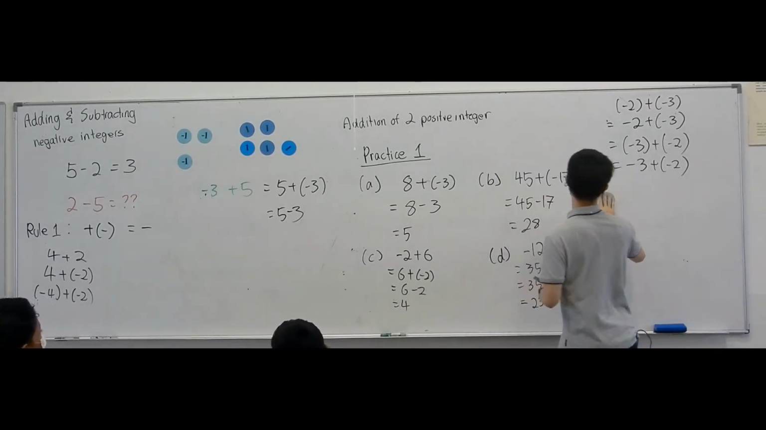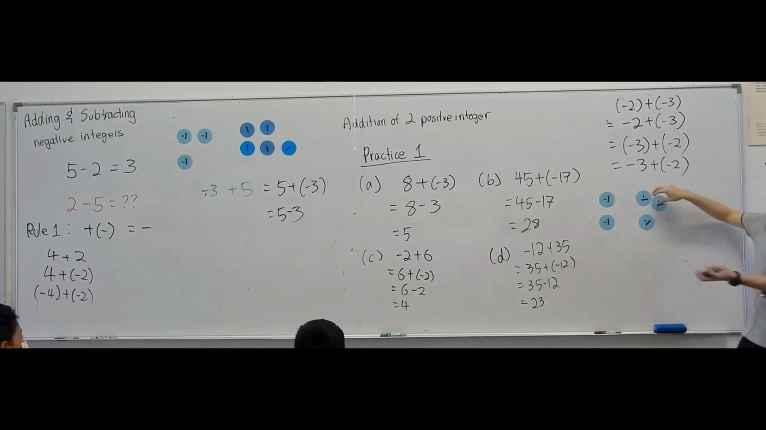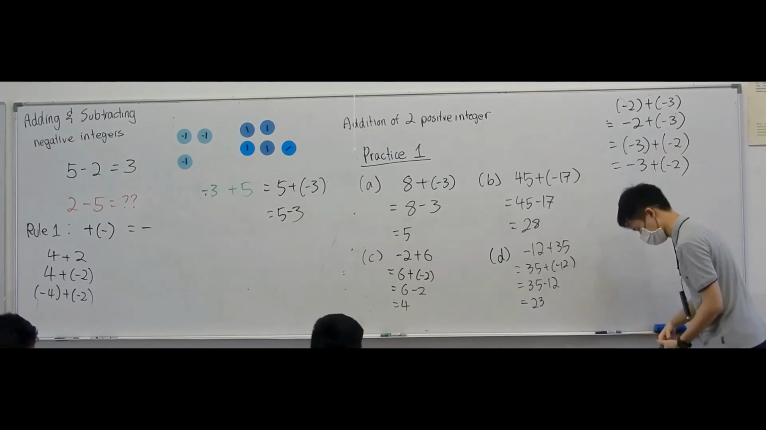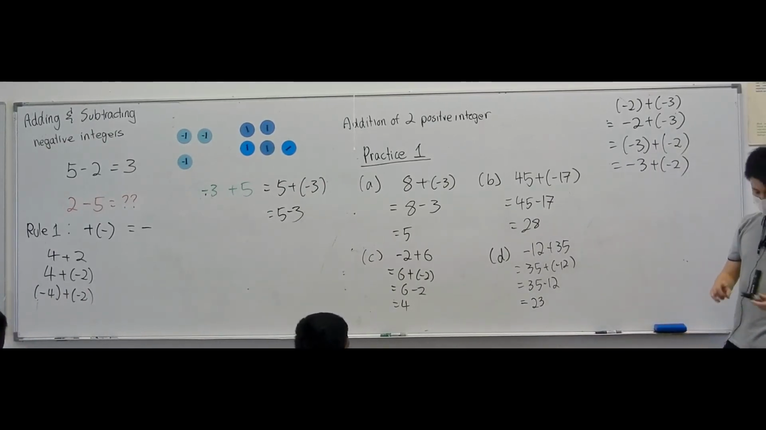So we'll look at how to do this. Very simple. I got -2, which means 2 negative ones, add 3. How many do I have in total? 5 of them, right? So it will be -5. Simple. You don't even have to draw the pictorial representation if you understand. Very good.